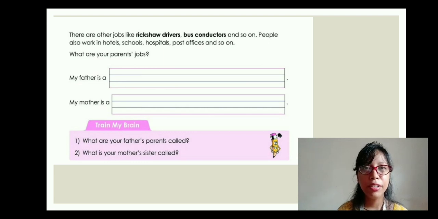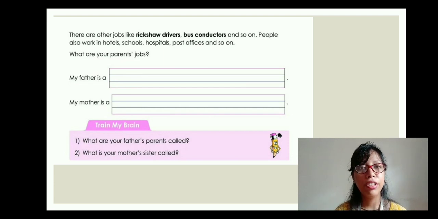Now let's come to the question, what are your parents' jobs? The blank is already given there, so you have to write it. My father is, you have to write what your father does. And my mother is, if she is a homemaker, then you write homemaker. Or if she goes out for work, then you write the definite word for that.